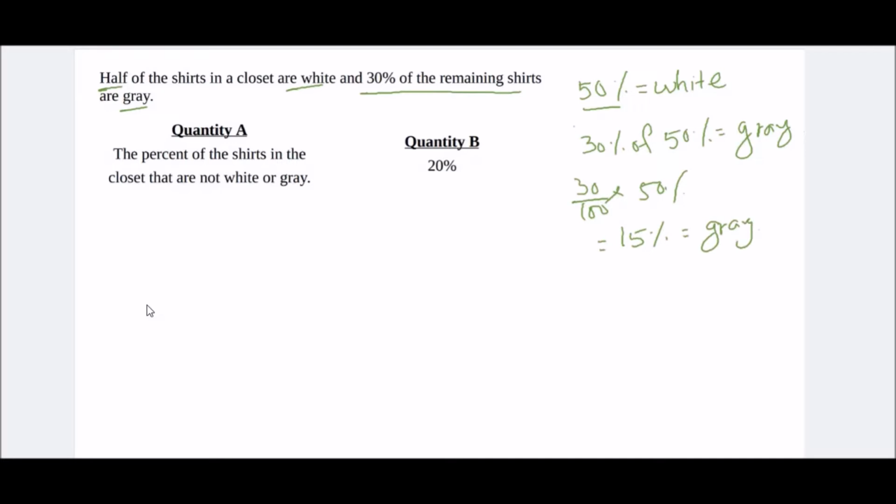Now we have to find the percent of shirts in the closet which are not white and not grey. The total percent of shirts is 100%. So we have to subtract the 50% white shirts and the 15% grey shirts. The remaining will be 35%. So here quantity A is greater than quantity B. So the answer will be A.